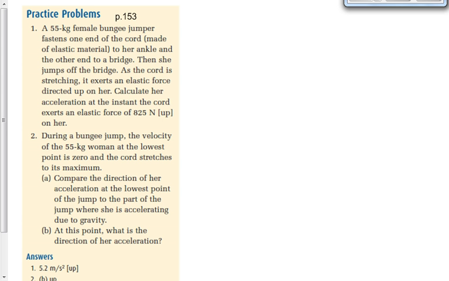So she's free falling. The cord isn't stretching, then the cord begins to stretch. As she free falls, gravity is clearly bigger than the force of the cord. The cord isn't pulling at all as she's free falling. Then, as the cord starts stretching, the force of the cord pulling up on her becomes bigger than the force of gravity. Otherwise, she wouldn't slow down. She'd keep accelerating downward. So at one point, the force of the cord becomes bigger.